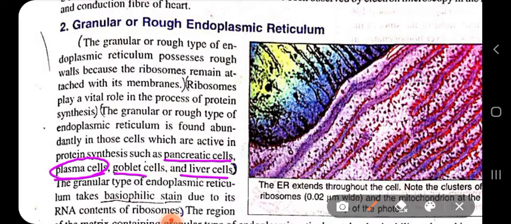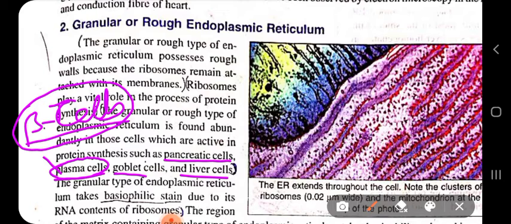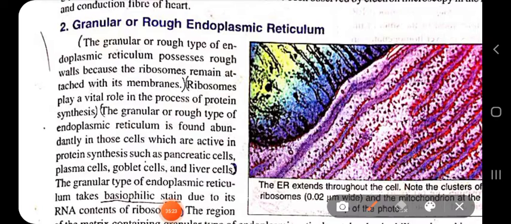Well, plasma cells are a special type of what? B cells. Remember, B cells, B lymphocytes, which are part of your immune system, cell mediated immunity. They secrete antibodies, which will be specific for a particular antigen, right? So those cells which are continuously synthesizing and active in protein synthesis have this rough type of endoplasmic reticulum, like pancreatic cells, plasma cells, goblet cells, liver cells.